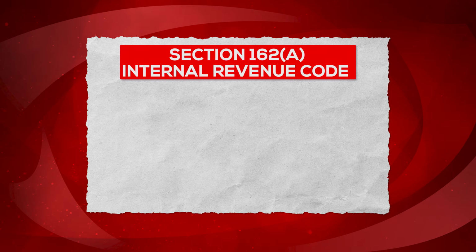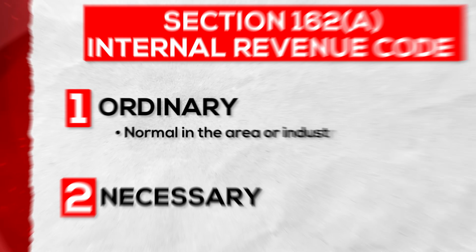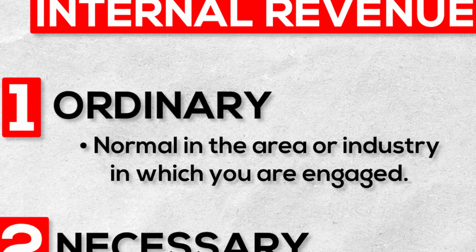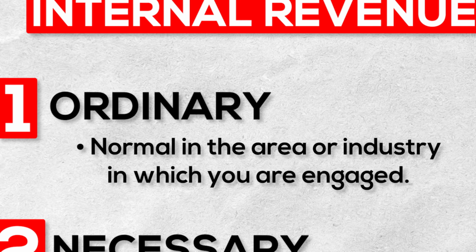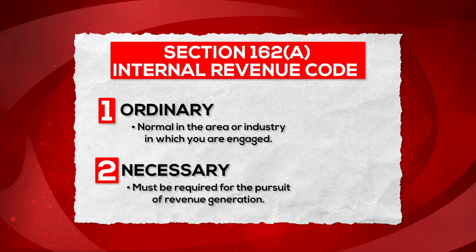Now, there are also limitations when it comes to businesses deducting business expenses. Those limitations may not necessarily be in dollar form, but in substance, meaning you have to qualify under a two-part test called Section 162(a) of the Internal Revenue Code, and that's the ordinary and necessary section. The business expense must be both ordinary, meaning normal in the area or industry in which you are engaged, and two, it must also be necessary. And necessary simply means required for the pursuit of revenue generation. If you meet both of those tests, it is likely that the underlying business expense could be a legitimate deduction.